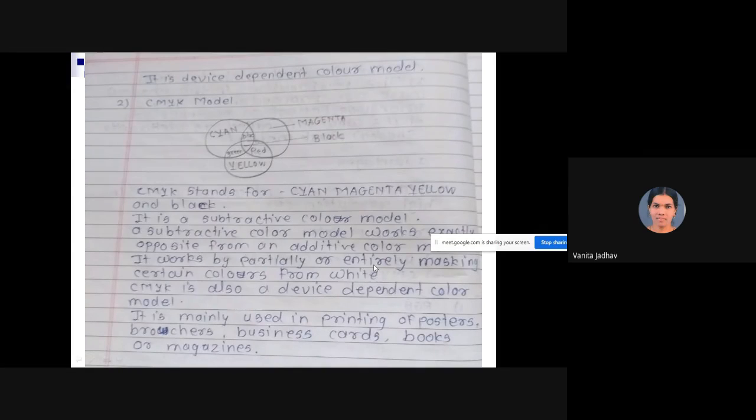So wherever ink is used for printing purposes, in such cases the CMYK model is used. Mostly the CMYK model is used in case of printers, in case of plotters, etc. So wherever the kind of printing is going on. Okay, so this is nothing but the color models. Any doubt about color models?